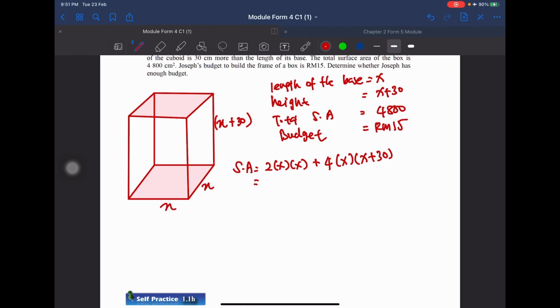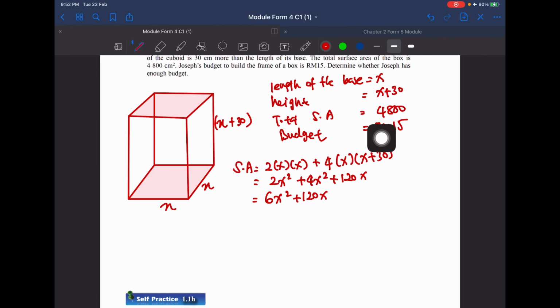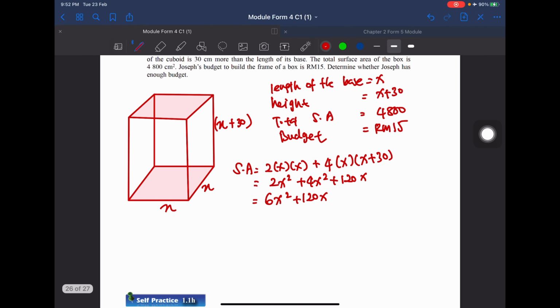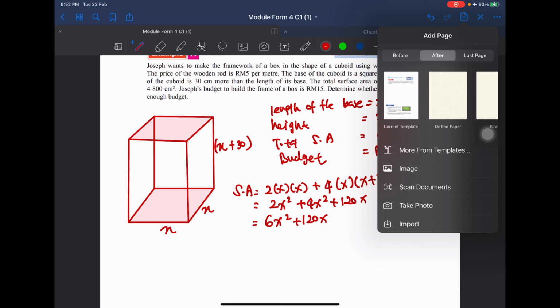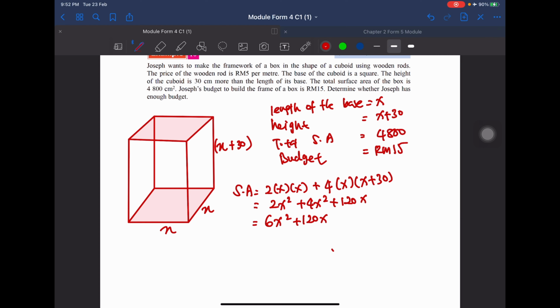So simplify, kita akan dapat 2x square plus 4x square plus 120x. Simplify 6x square plus 120x. Dan kita tahu total surface area is 4,800. So kita boleh equatekan dia. Saya buat kat tempat baru lah.